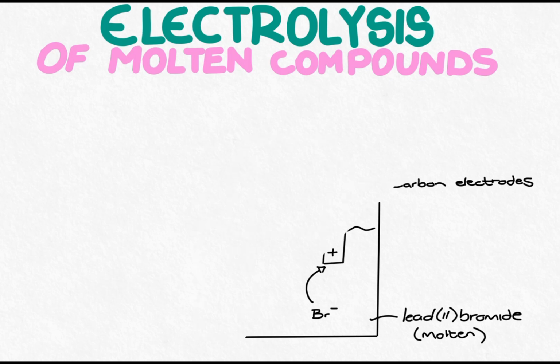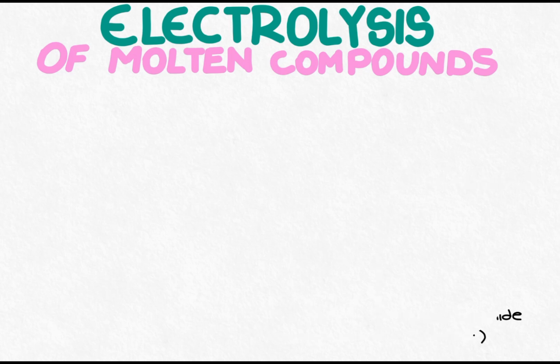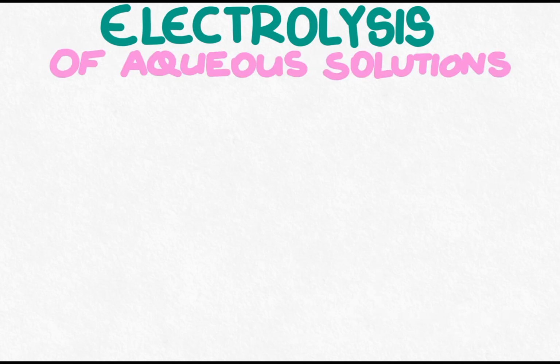Next, we can have a look at the electrolysis of aqueous compounds. We need to remember that aqueous solutions always have water present. So in the electrolysis of aqueous solutions, the water molecules will dissociate, producing hydrogen and hydroxide ions. These ions are also involved in the process and their chemistry must be considered. So we now have an electrolyte that contains ions from the compound plus ions from the water.